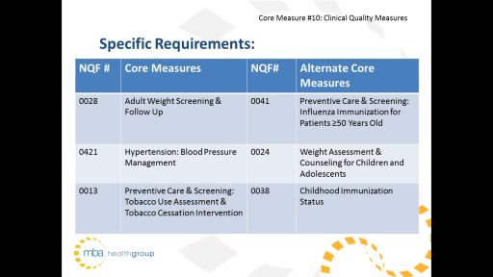This slide shows the core and alternate core measures. If you have zeros in any of the core measures, you must replace those core measures with alternate core measures, so zeros in the denominator. In the end, the number of alternate core measures reported equals the number of core measures with a 0 in the denominator.